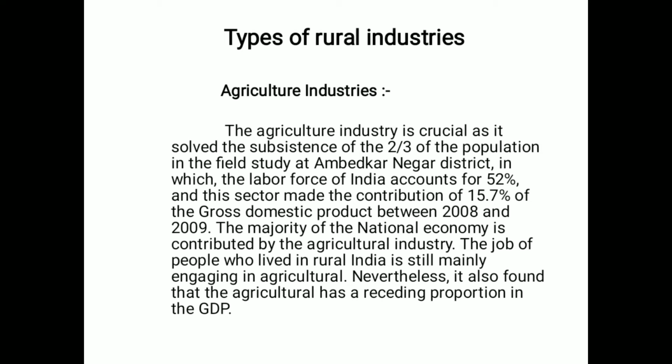The agriculture industry is crucial as it sustains the subsistence of two-thirds of the population. In the field study at Ambedkar Nagar district, the sector accounts for 52% of the labor force of India, and it made a contribution of 15.7% of the gross domestic product between 2008 and 2009. The majority of the national economy is contributed by the agricultural industry. The job of people who live in rural India is still mainly engaging in agriculture. Nevertheless, it was also found that agriculture has a descending proportion in the GDP.